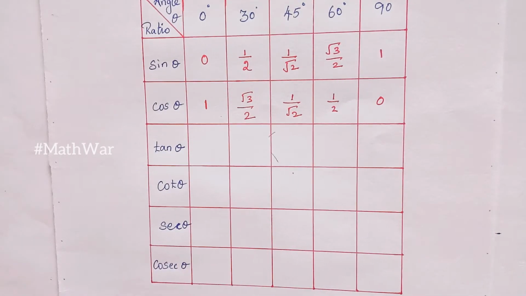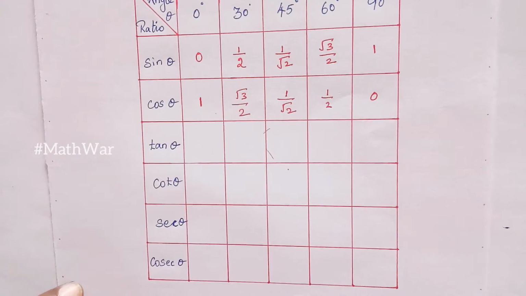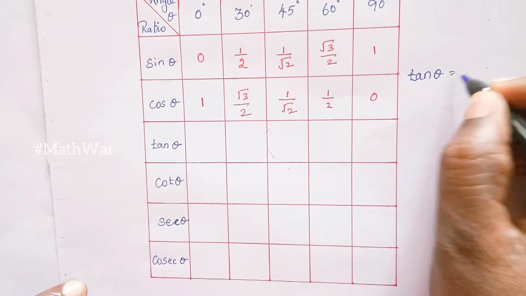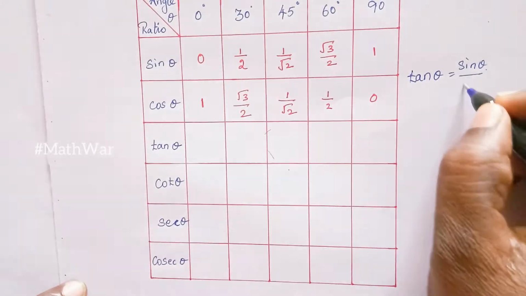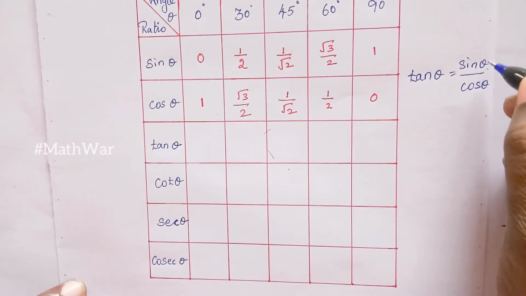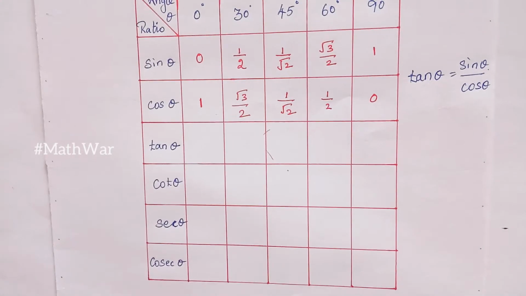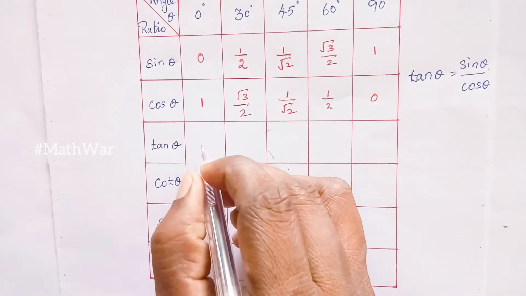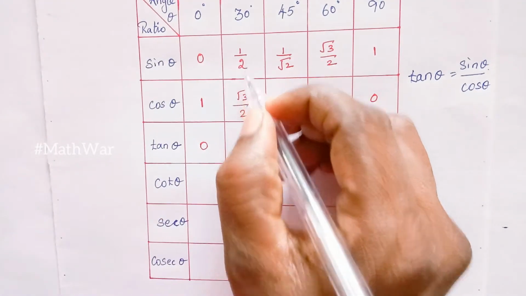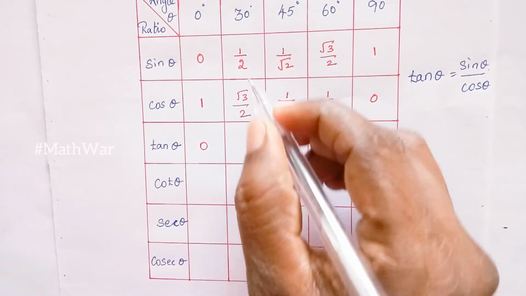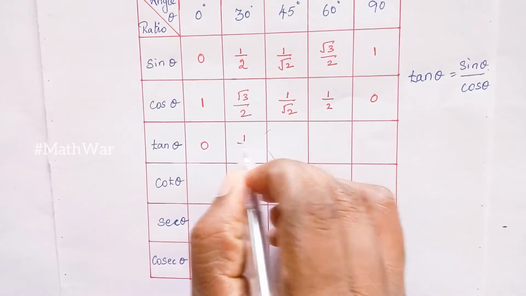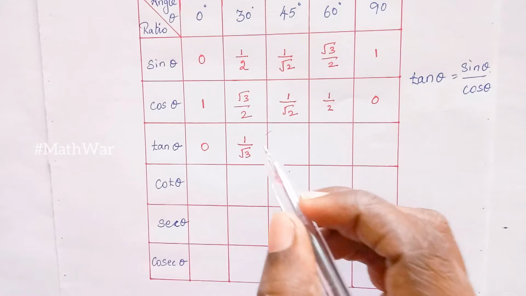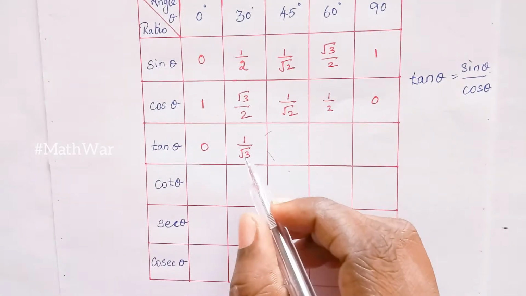Next we are going to find out the value for tan theta. We know that just now we learned tan theta is nothing but sin theta by cos theta. If you divide sin value and cos value, we will get the tan value. So 0 divided by 1, answer 0. 1 by 2 divided by root 3 by 2, 2 will get cancelled, it is 1 by root 3 that will come.